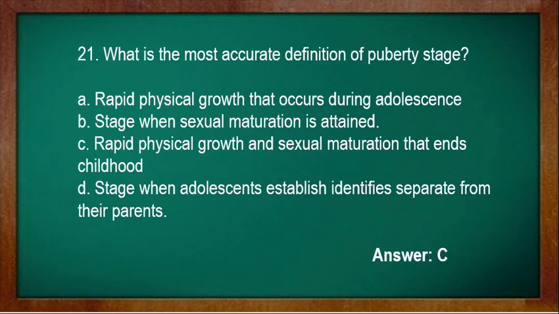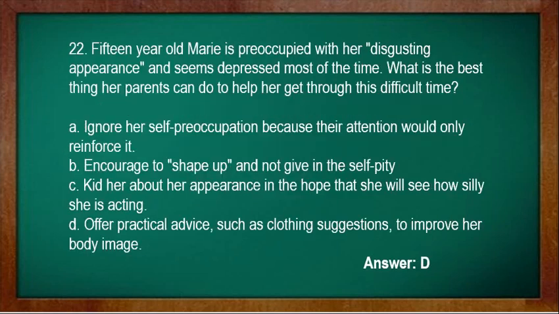Number 21. What is the most accurate definition of puberty stage? A. Rapid physical growth that occurs during adolescence. B. Stage when sexual maturation is attained. C. Rapid physical growth and sexual maturation that ends childhood. D. Stage when adolescents establish identities separate from their parents. Answer, C.